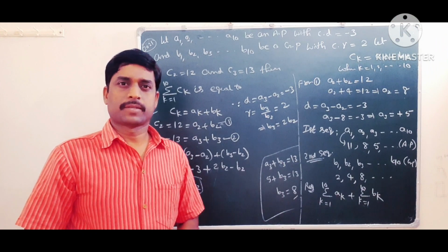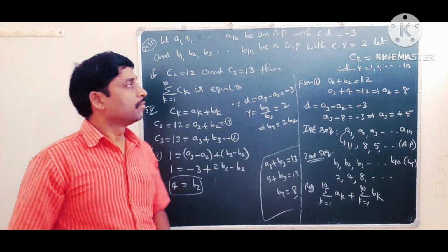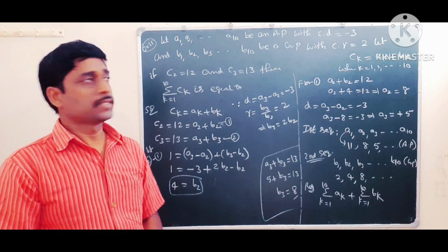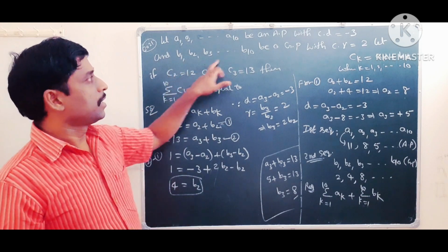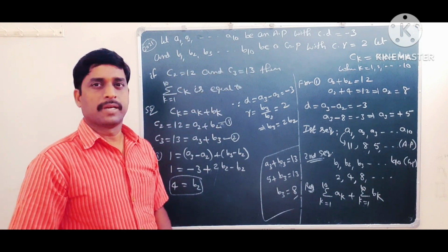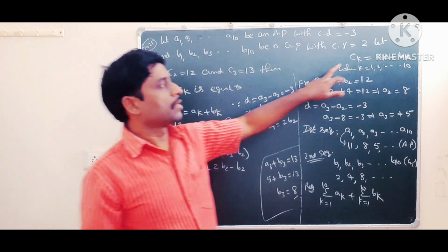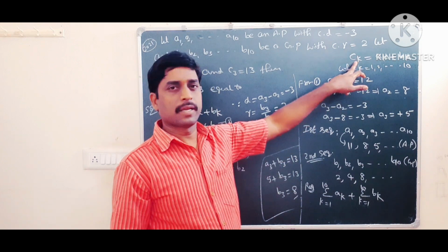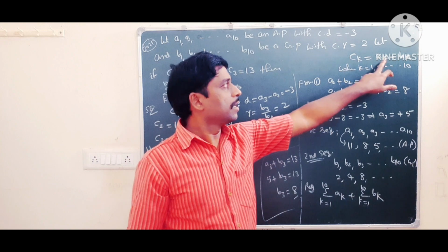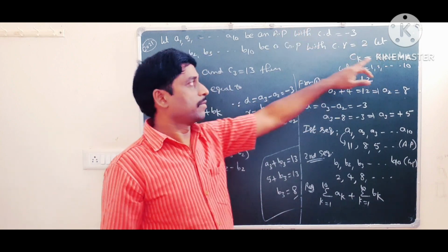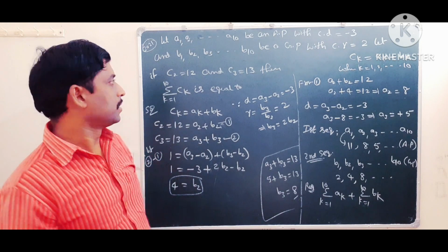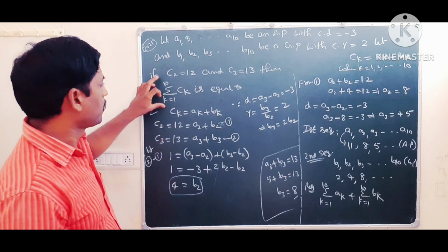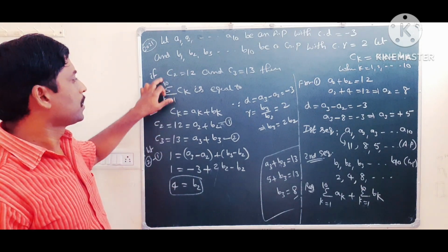Okay, now I am going to explain the next question. So in the statement, what is given? A1, A2, A3 and so on up to A10 are in AP with common difference minus 3. B1, B2, B3 and so on up to B10 are in GP with common ratio 2. Here one condition is given: CK is equal to AK plus BK. So CK indicates the kth term of the third sequence, AK is the kth term of the first sequence, BK is the kth term of the second sequence, as well as C2 is equal to 12, C3 is equal to 13. Then find out the summation of CK from K equal to 1 to 10.